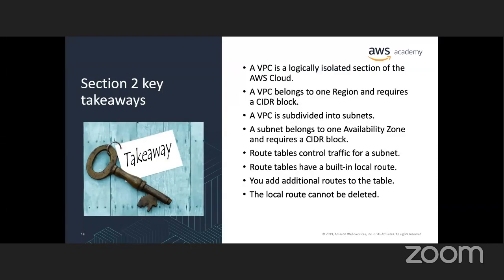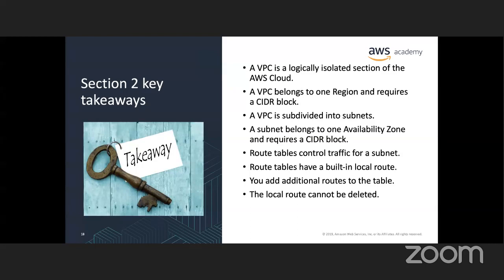So, takeaway of this section: the VPC is a logically isolated section of the AWS cloud. A VPC belongs to one region and requires a CIDR block. It belongs to one region, but you can have several VPCs in one region. But you will not have a VPC in another region that is the same as this one. You can have another VPC, but it's not this one.